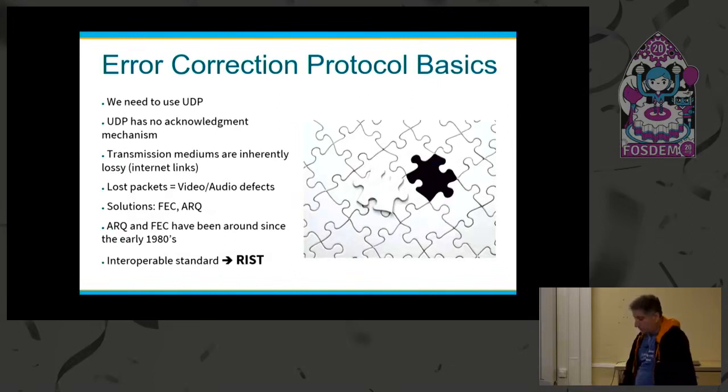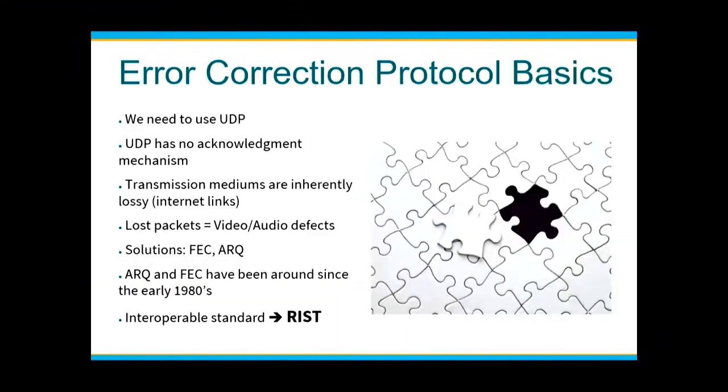Or we can add two-way communications such that the receiving side will request the lost packets, and they will be retransmitted in real time. This process is called ARQ, automatic repeat request mechanisms. ARQ and FEC both have been around for more than 40 years in one way or another. And there are dozens of open and closed source implementations of both types of protocol. RIST is a new, officially published, interoperable standard to perform this error correction.